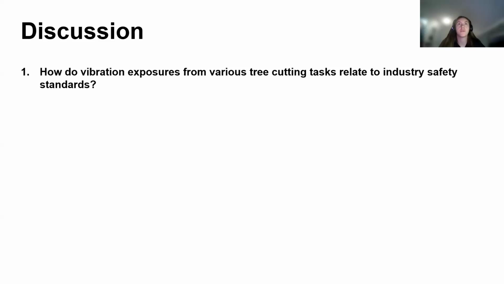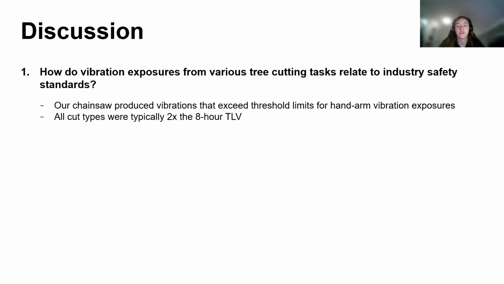So getting back to our research questions, the first one being, how do vibration exposures from various tree cutting tasks actually relate to the industry safety standards? Across all these tree cutting conditions, it significantly exceeded that threshold limit value of 5 meters per second squared, or those recommended guidelines for hand-arm vibration exposures. And in most cases, it was almost twice what the limit is for an 8-hour shift.